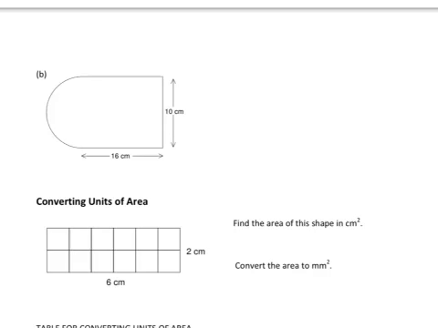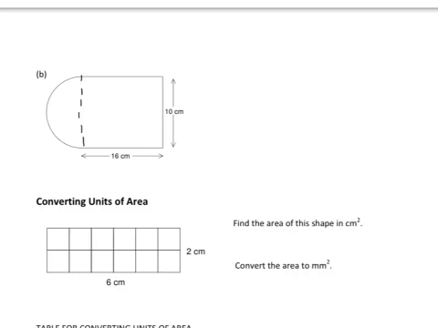Now this one is another composite shape. It's half a circle plus a rectangle. So there's half your circle, there's your rectangle. So another composite shape, and we're going to have to make a construction line to split it into the two shapes we're interested in.